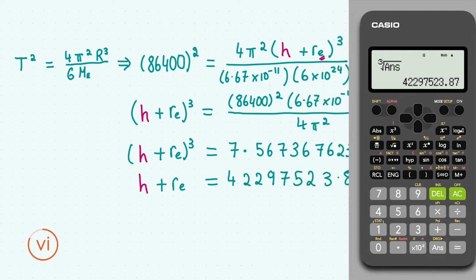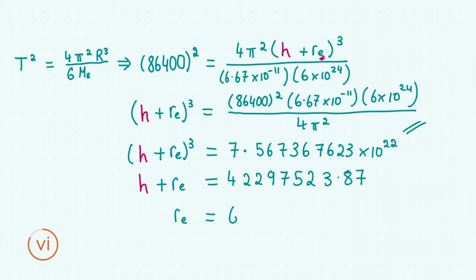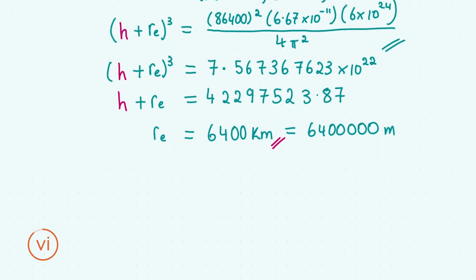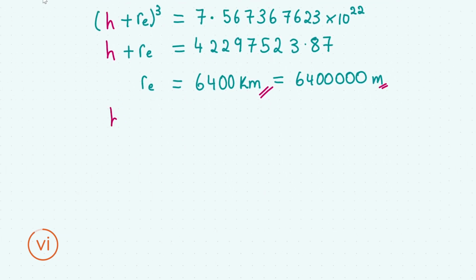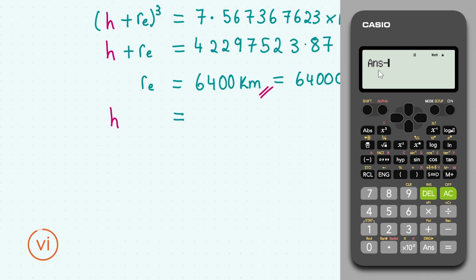Now, the radius of the Earth is equal to 6,400 kilometers, which then, when you put it into SI units, because we're going to look at meters, not kilometers, is 6,400,000 meters. And we're going to sub this in, and we can get the height above the surface of the Earth. Now, h is equal to this minus, because it's stored as an answer, the radius of the Earth, which is 6,400,000 meters. Be careful, remember, count the number of zeros.